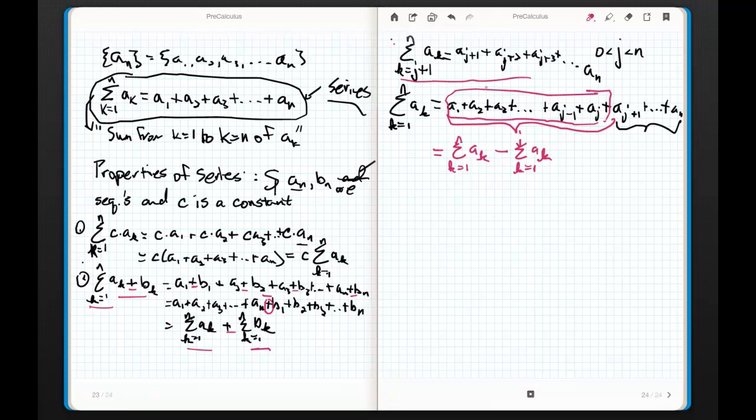Oops. I've got to be careful with my equals, don't I? Let's do this, because one of you guys is going to get really confused. This implies that the sum as k goes from j plus 1 to n of a sub k is equal to the sum as k goes from 1 to n of a sub k minus the sum as k goes from 1 to j of a sub k.